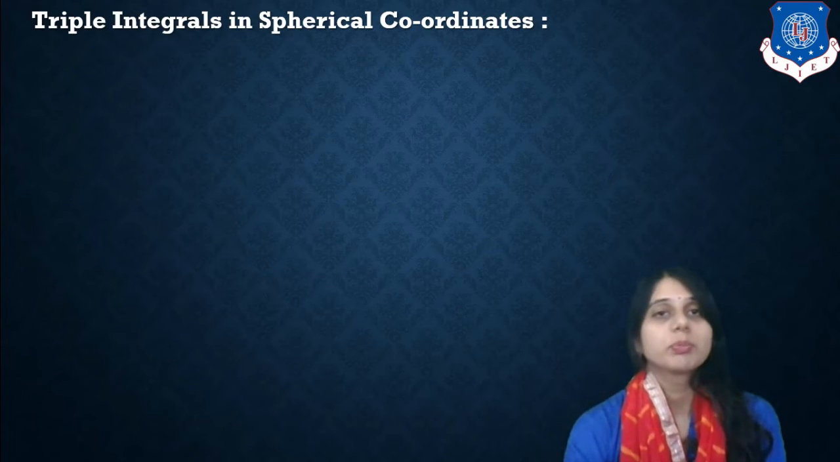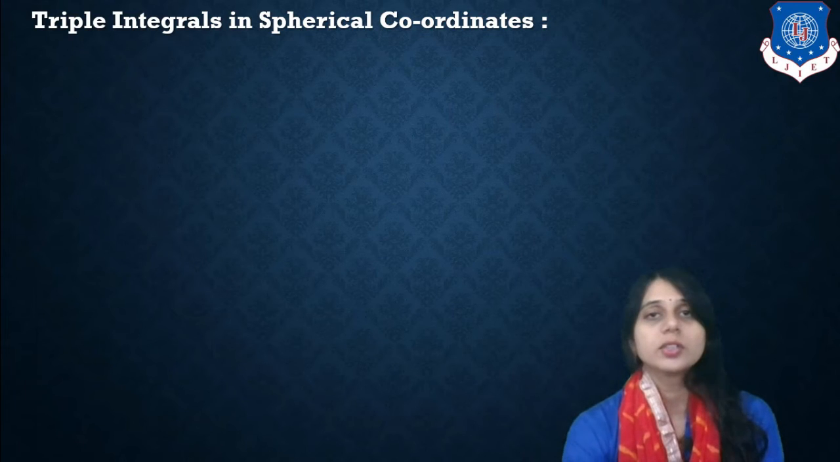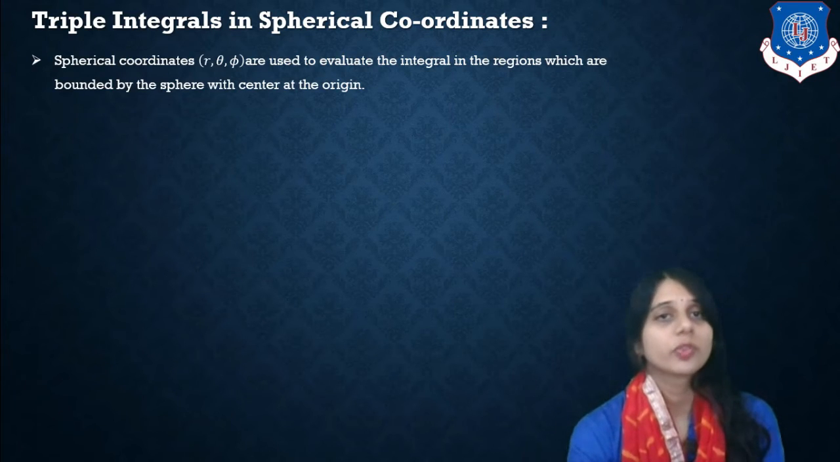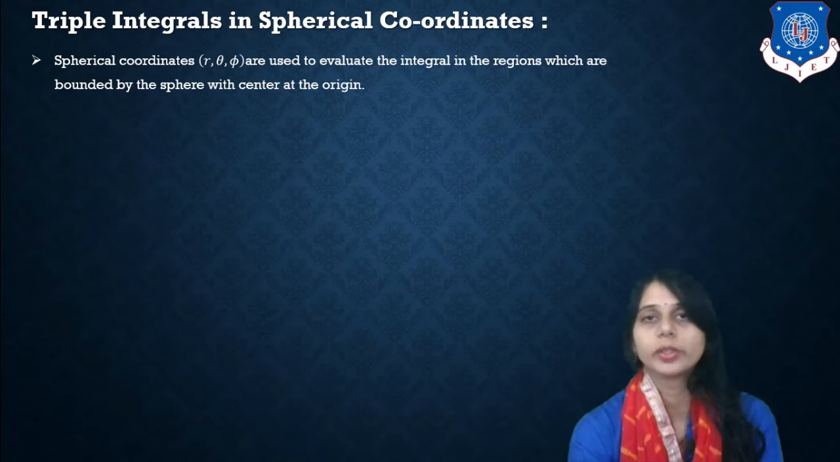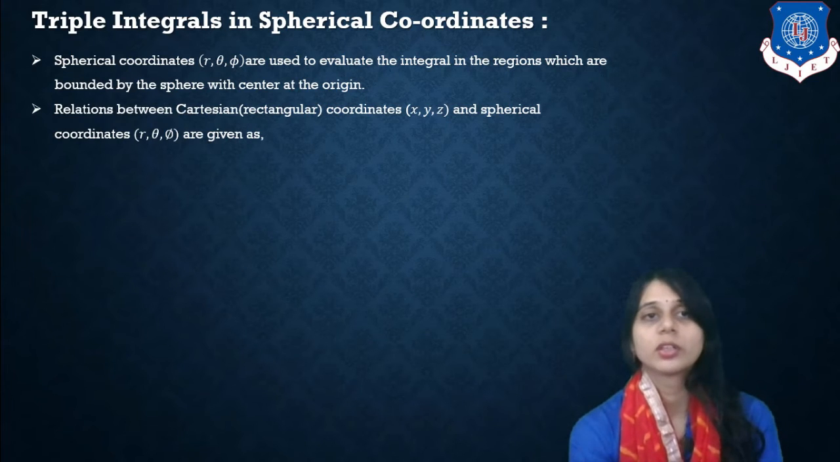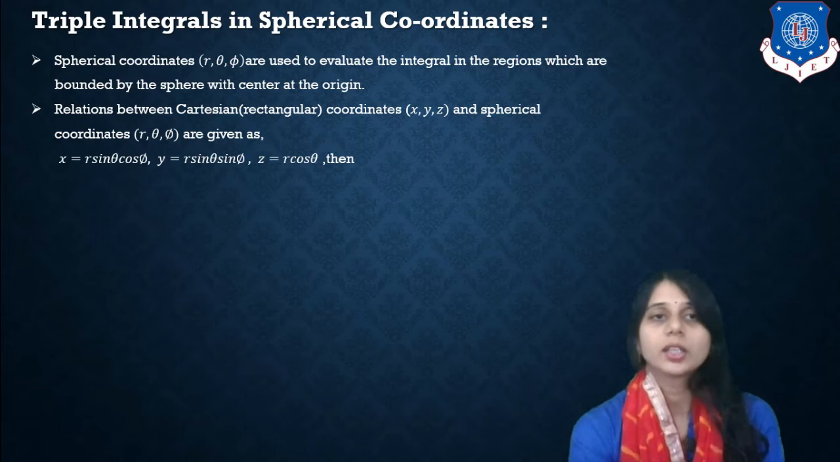Now triple integration in spherical coordinates. Spherical coordinates, that means r, theta and phi, are used to evaluate the integral in regions which are bounded by a sphere with the center at the origin. The relation between Cartesian coordinates x, y, z and spherical coordinates r, theta, phi is given by x equal to r sin theta cos phi, y equal to r sin theta sin phi and z equal to r cos theta.